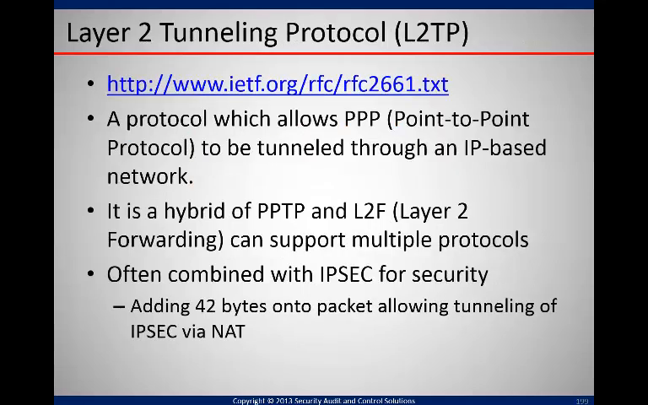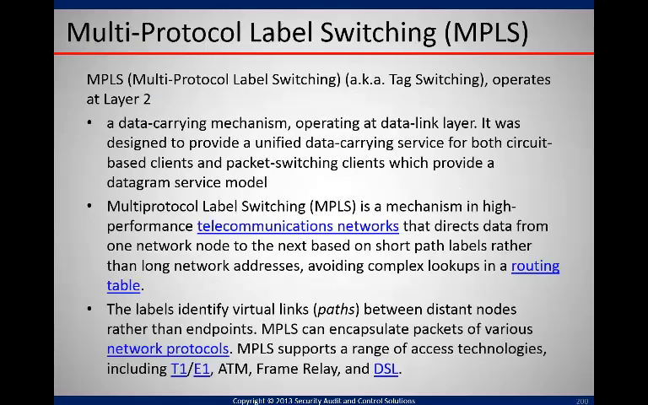Layer 2 Tunneling Protocol, RFC 2661, is a protocol which allows PPP, Point-to-Point Protocol, to be tunneled through an IP-based network. It is a hybrid of PPTP and Layer 2 Forwarding, L2F, and can support multiple protocols. It's often combined with IPsec for security, and just for interest's sake, it adds 42 bytes onto the packet, allowing tunneling of IPsec via NAT.